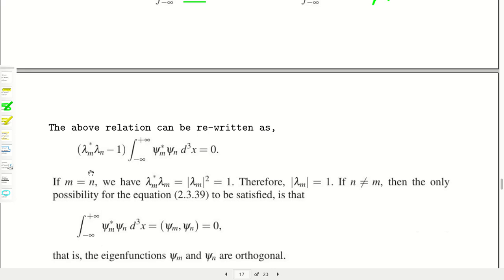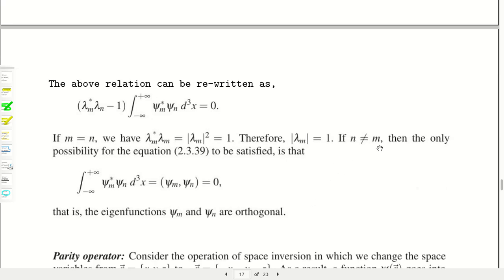Now if n is equal to m, then this will give you lambda n square, or lambda m square. The integral will be 1, because from the probability interpretation, the integral of psi n star psi n over the whole space gives 1. So lambda n square minus 1 is 0. So mod lambda n is 1, that is lambda m is plus or minus 1.